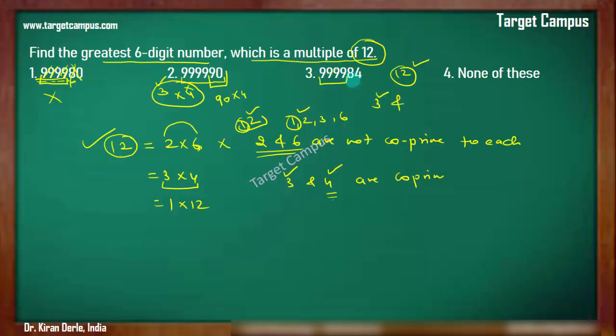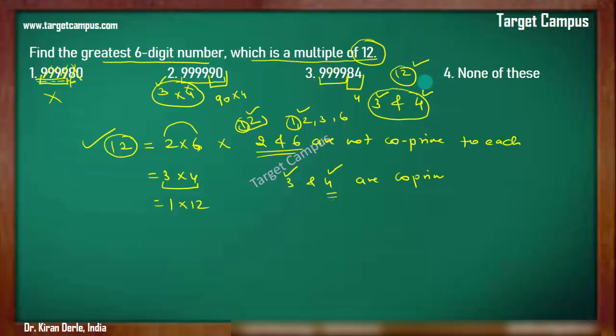And if you add these numbers, sorry, we have to check with 4 also. So the last two digits are divisible by 4. Yes, they are divisible by 4. So this number is divisible by 12. This number is divisible by 12.